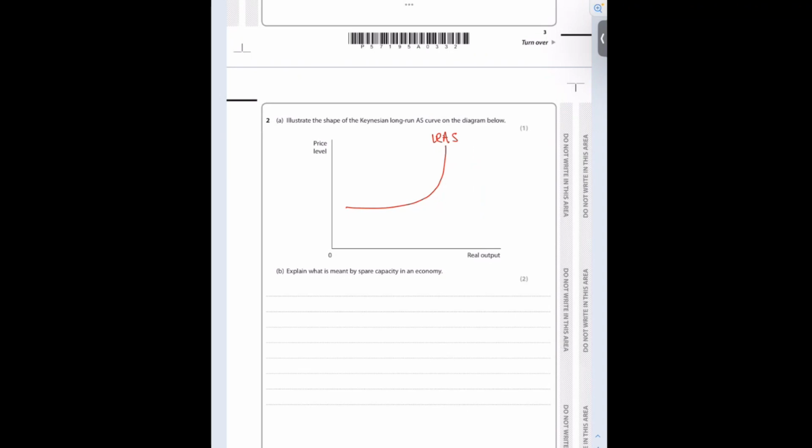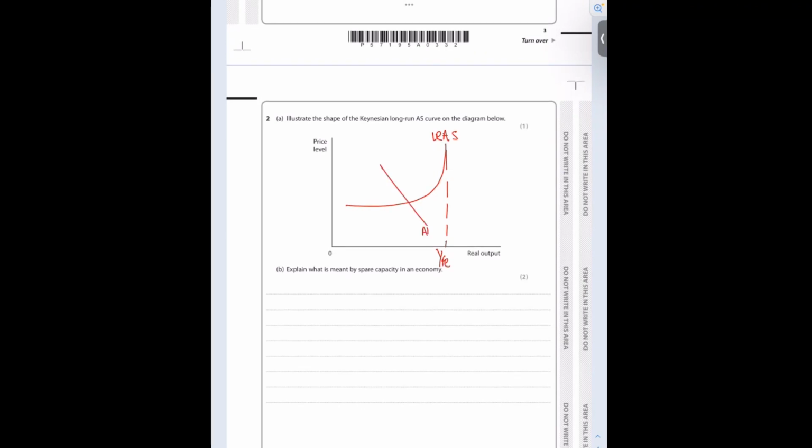Okay, so a negative output gap or spare capacity is when you're not operating at full employment output. So if I wanted to do it with my diagram, I could. So here's full employment output, and let me show an aggregate demand curve like so. The distance between these two is our spare capacity. So you can manipulate your diagrams in the questions to answer it.